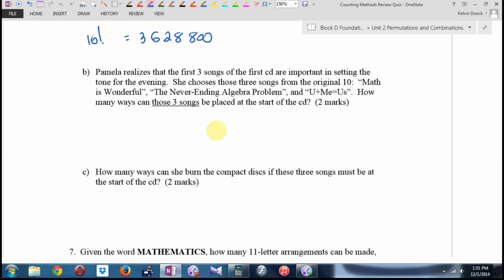How many ways can those 3 songs be placed at the start of the CD? How many songs? I guess I can mix those up. 6 ways.